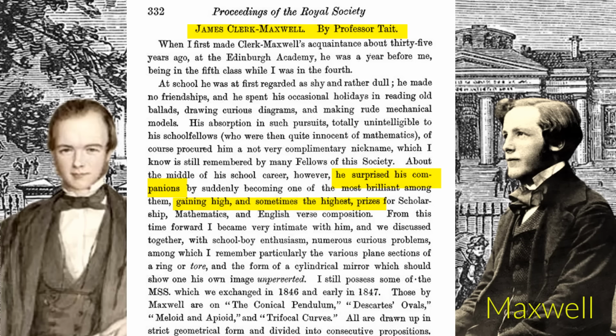However, Maxwell was championed by a teacher named Dr. James Forbes, and after Maxwell surprised his companions by winning awards, Tait decided to start talking to Maxwell. Soon they became best buds, and Tait recalled fondly how from this time forward "I became very intimate with him, and we discussed together with schoolboy enthusiasm numerous curious problems." Although Tait already had a vague interest in math and physics before he met Maxwell, it was arguably this friendship and the influence of Dr. Forbes that transformed Tait into a mathematical physicist.